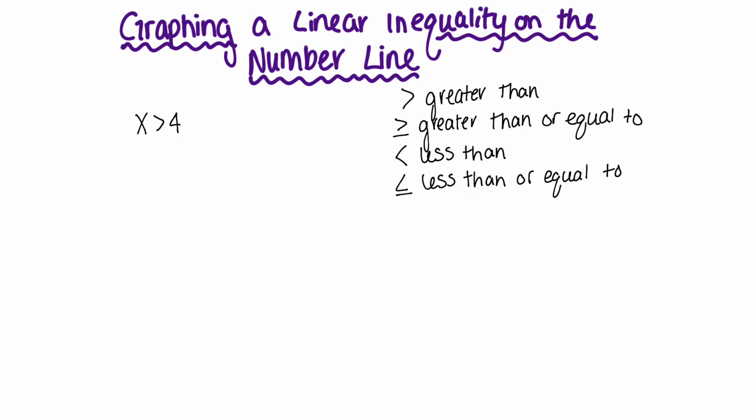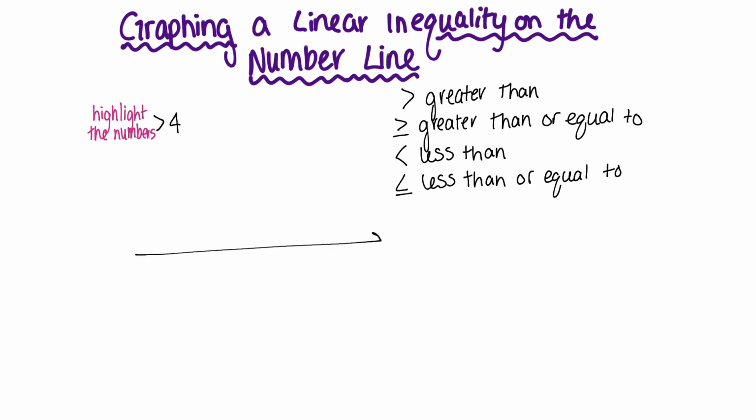So when you're asked to graph the inequality x is greater than 4, the x part is really just a placeholder. It's a variable and it could change. It's saying just highlight all the numbers greater than 4, to show me on a number line which numbers are greater than 4. I could honestly erase this x and put in the words highlight the numbers greater than 4.